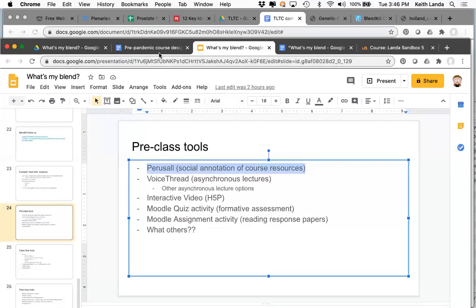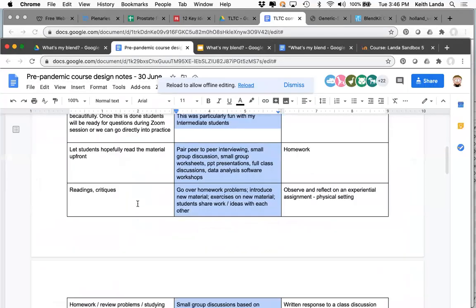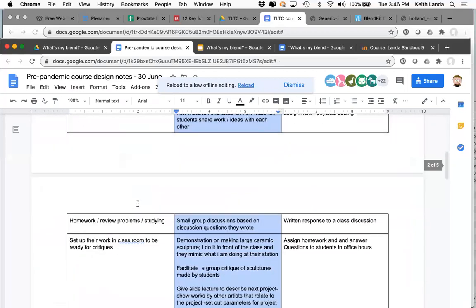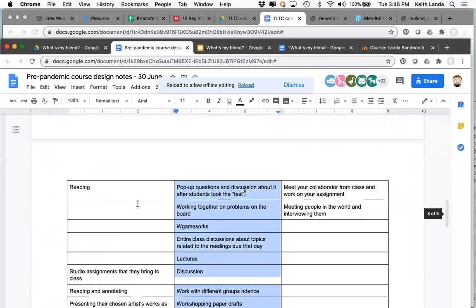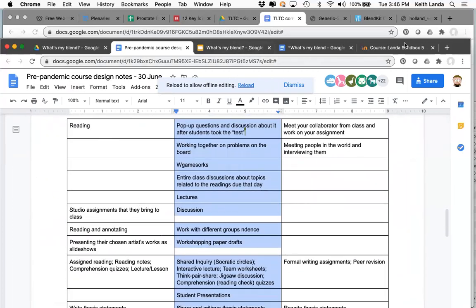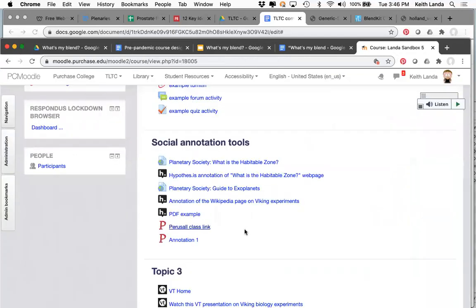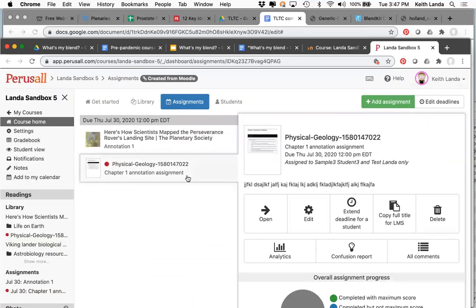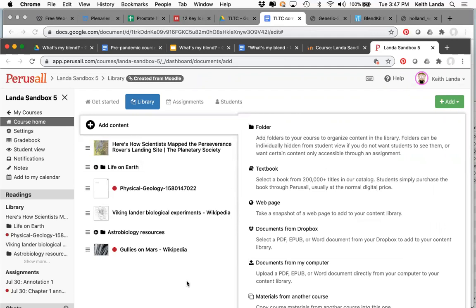If you look back here, we're having students do a lot of reading to get ready for classes. How then to make sure that the students are actually engaging with the reading? Perusall is a social annotation platform. I've done a workshop on this, we'll probably do another workshop later, and the recording is up on our YouTube channel. You add Perusall to your Moodle course, and it creates a Perusall course space for you where you can upload all different kinds of resources.